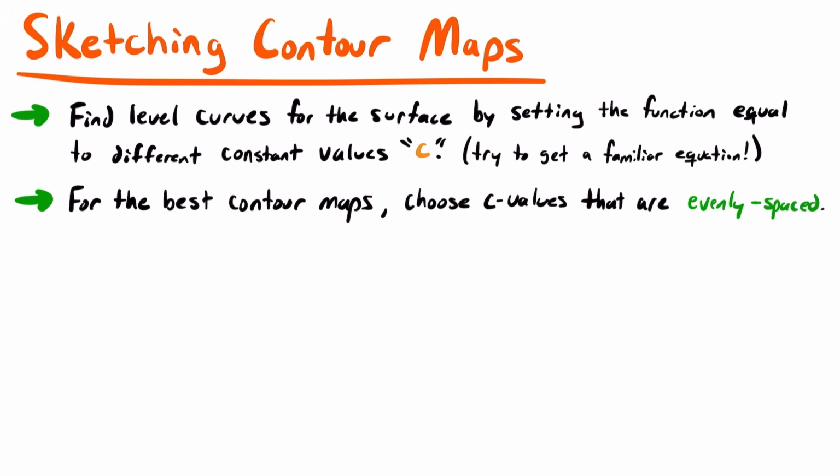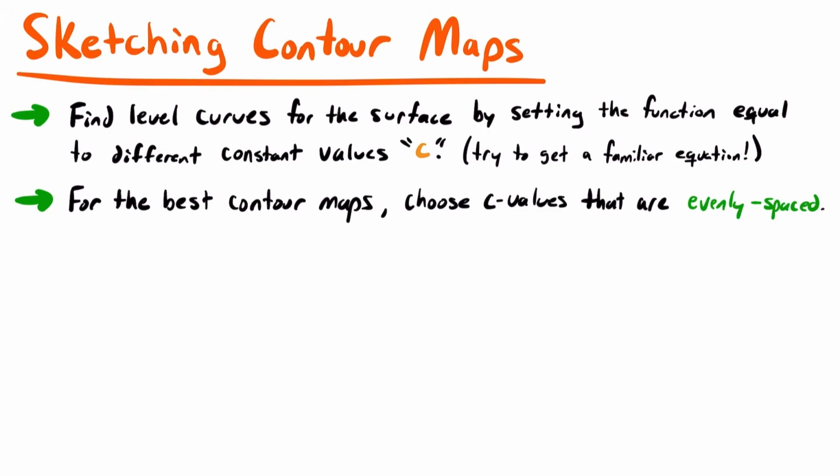Okay, and then once you have that equation where you're setting it equal to a constant, which should only be in terms of x and y at that point, you want to try to get it into a familiar form, an equation that you know how to graph in an xy plane. And the values of c, or the values of z, that you're going to use to get those level curves are completely up to you unless you're told to use a specific set of constant values.